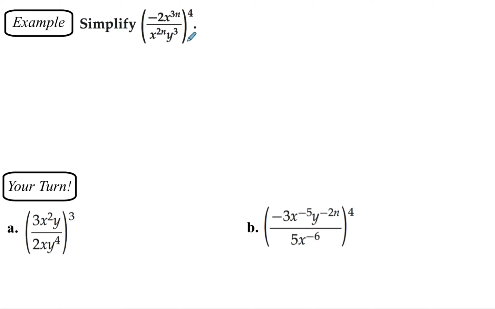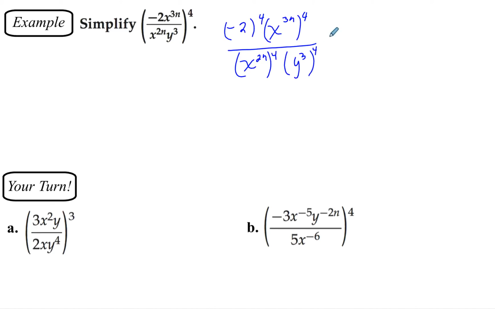All right, this example we have a fraction and everything is raised to the fourth power. So I'm going to go ahead and write that out. Negative 2 raised to the fourth power. And then I have x to the 3n raised to the fourth power, all over x to the 2n, again raised to the fourth power, and y to the third raised to the fourth power.